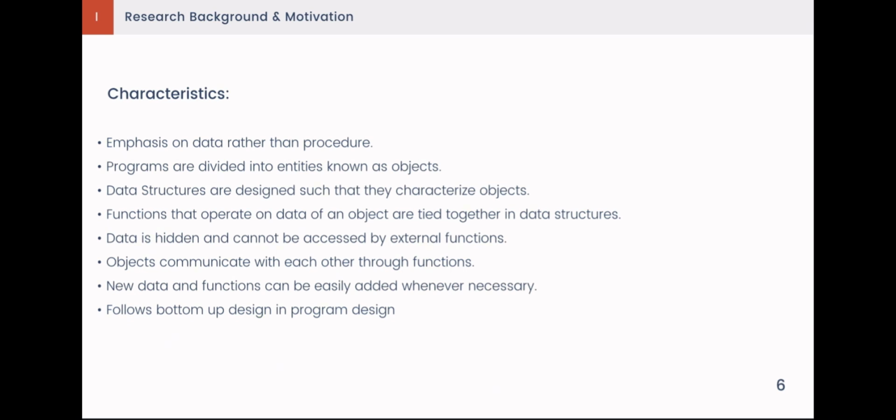Object-oriented programming emphasizes data rather than procedure, and programs are divided into entities known as objects. Data structures are designed such that they characterize objects, and functions that operate on the data of an object are tied together in data structures. Data is hidden and cannot be accessed by external functions. Objects communicate with each other through functions.